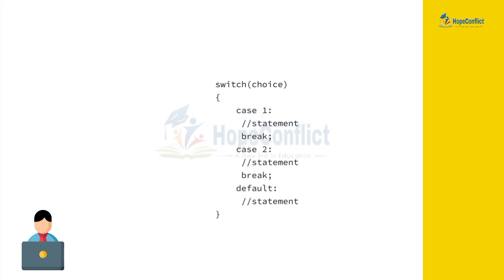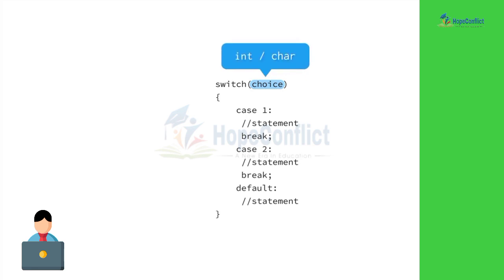So here choice is the variable and we can define cases inside like this. And this variable here must be an integer type or character type. Other data types like float or string are not allowed.